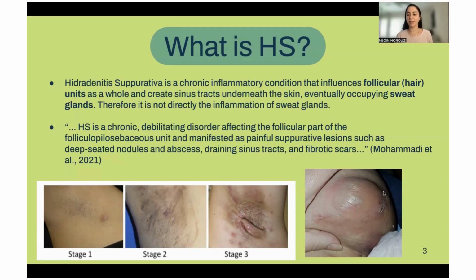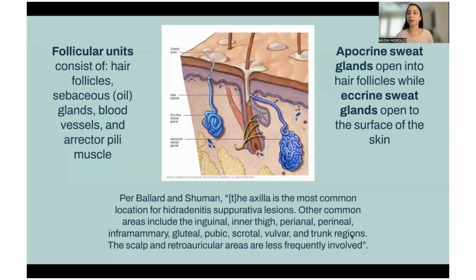But these are what the lesions and the pus-filled abscesses kind of look like. These images are very forgiving to what the disease could actually look like. I just didn't want to make anyone uncomfortable. However, to make this clear, the follicular unit, as we can see here, consists of the hair follicle, the sebaceous oil gland connected to it, the erector pili muscle, and the supporting blood vessels.